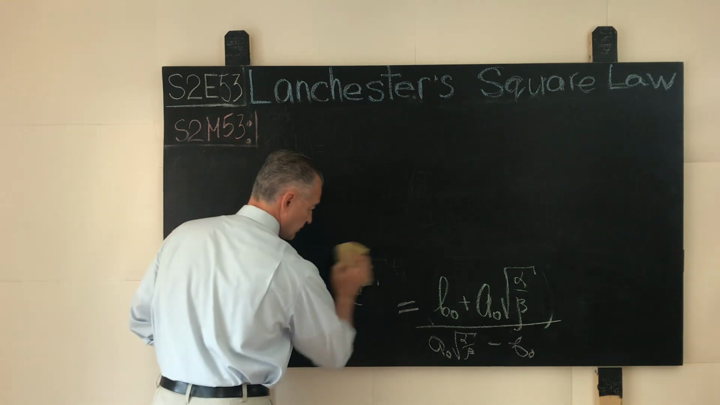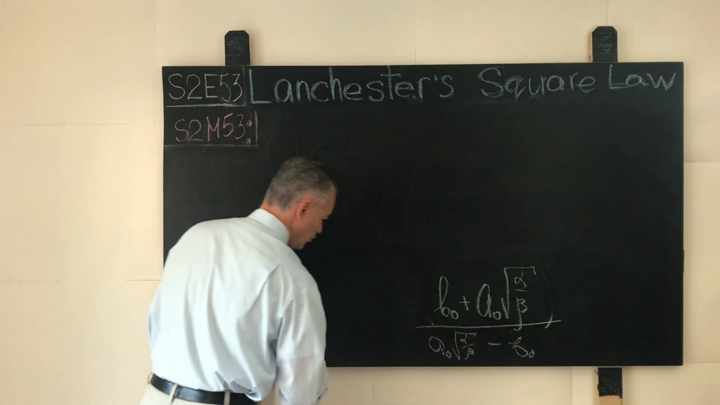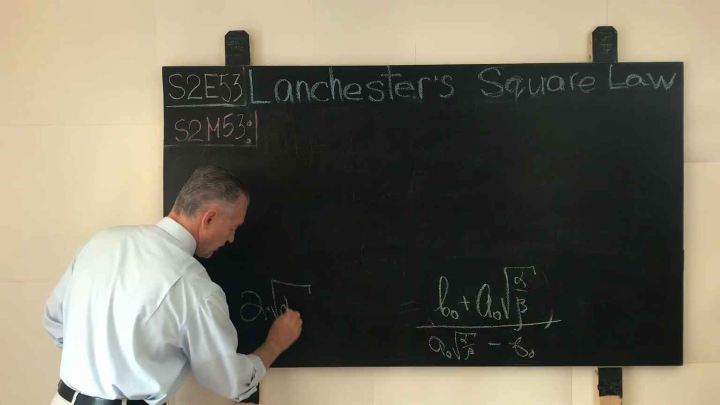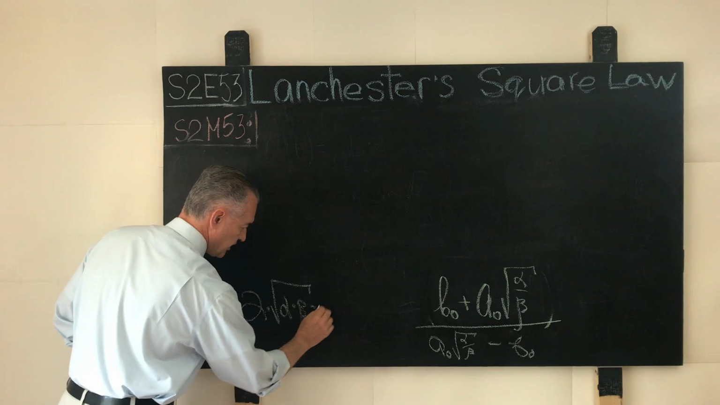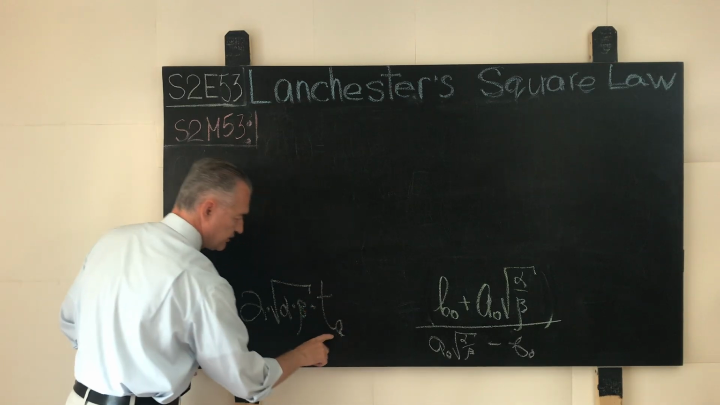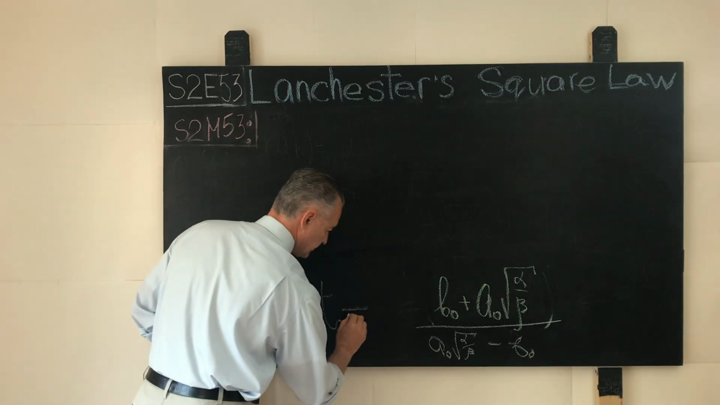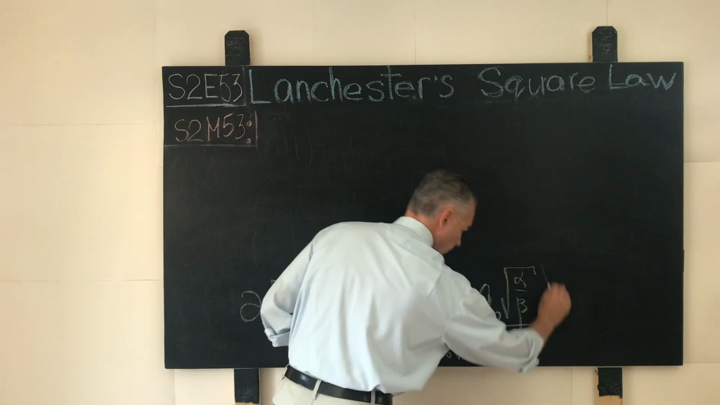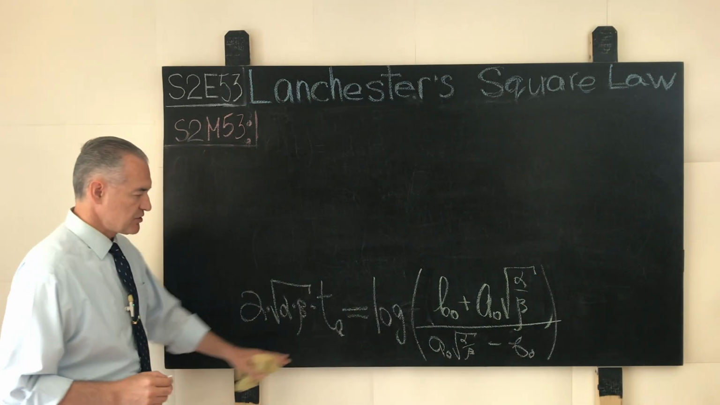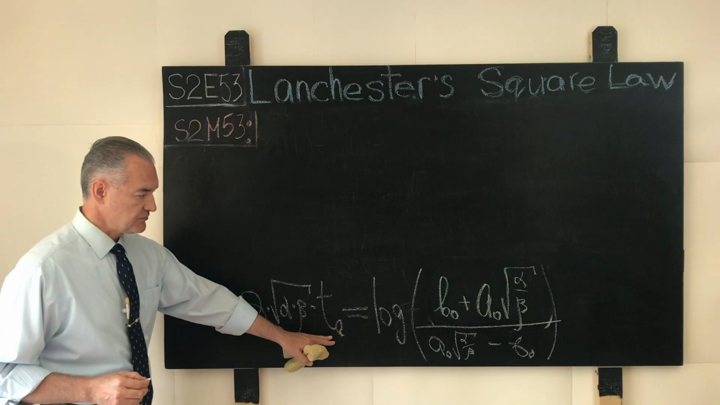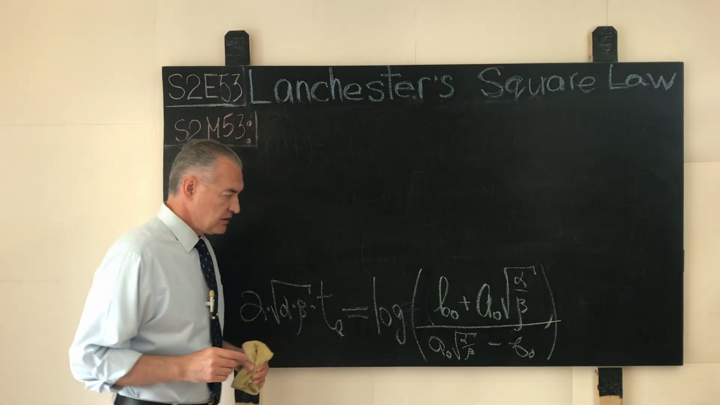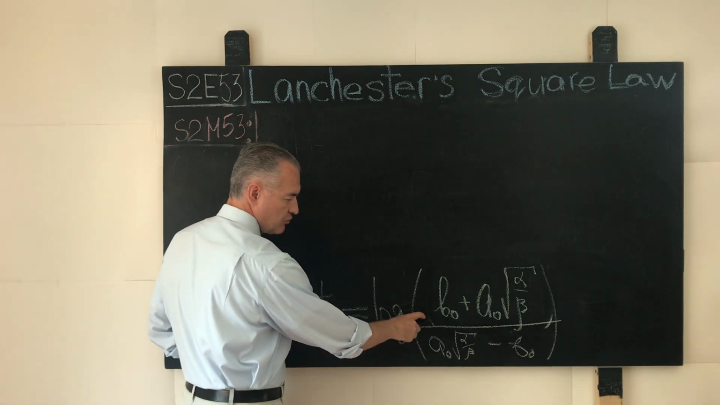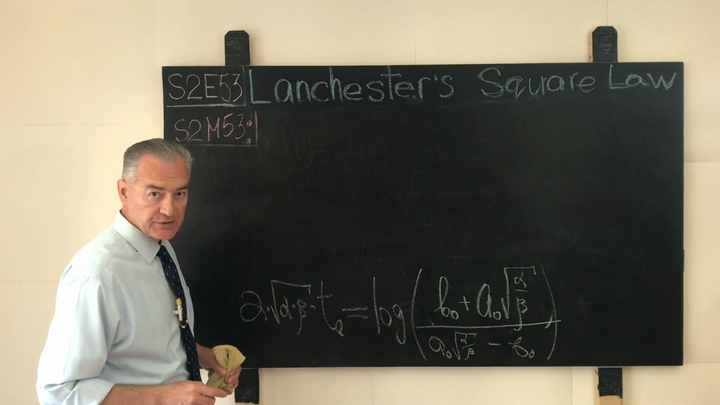So what do we obtain? We obtain the following expression: 2 times square root of alpha times beta times ta, the annihilation time of the army B, is equal to natural logarithm of this here expression, and voila, we have it. Let's write it down, but before we do that, let us execute the following maneuver. Let us multiply this ratio over here by what?